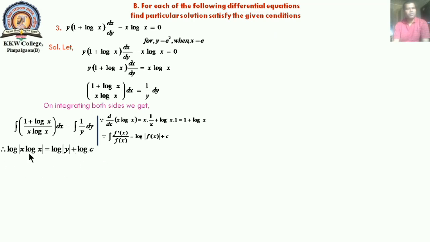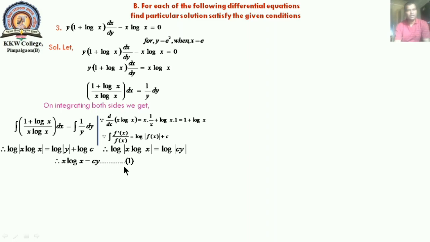So log of x log x is equal to log y plus log c. Using the formula log a plus log b is log ab, and therefore taking an anti-log on both sides, we get x log x is equal to cy.